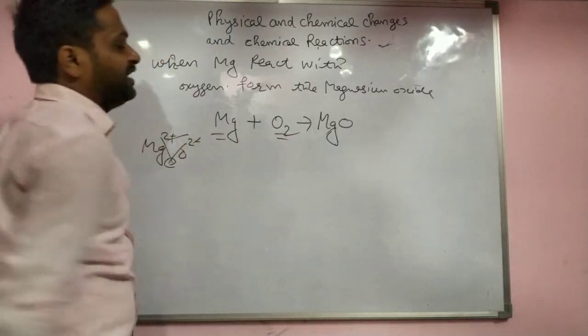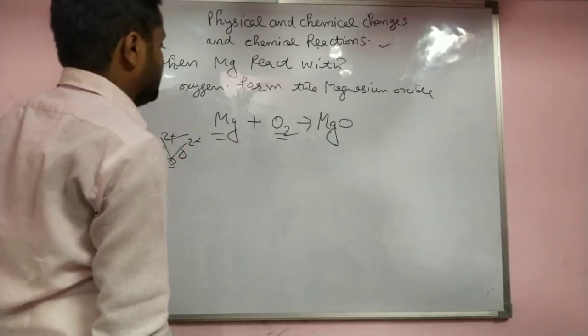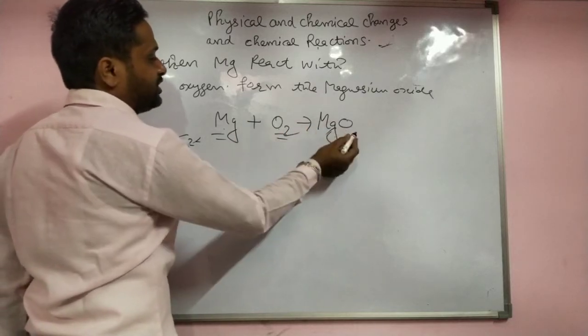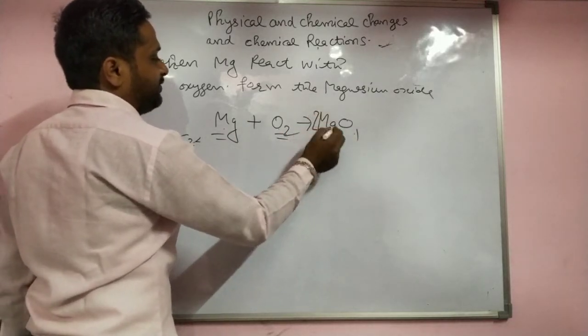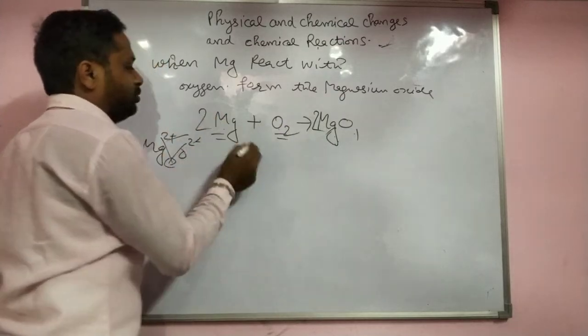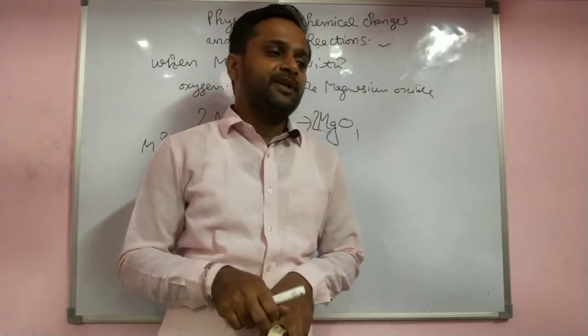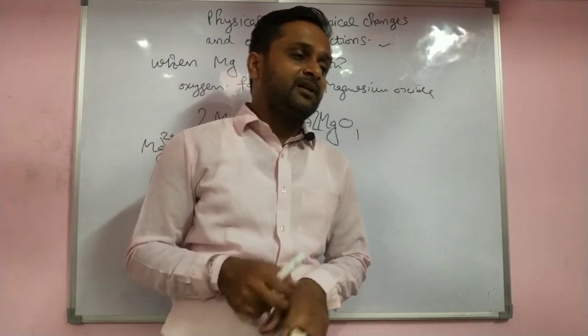Metal plus oxide is called a metal oxide. Here magnesium 1, here magnesium 1. Here oxygen 2, oxygen 1. You should multiply with 2. Now magnesium also 2. Yes, balanced. So these types of reactions can come. Any other example?